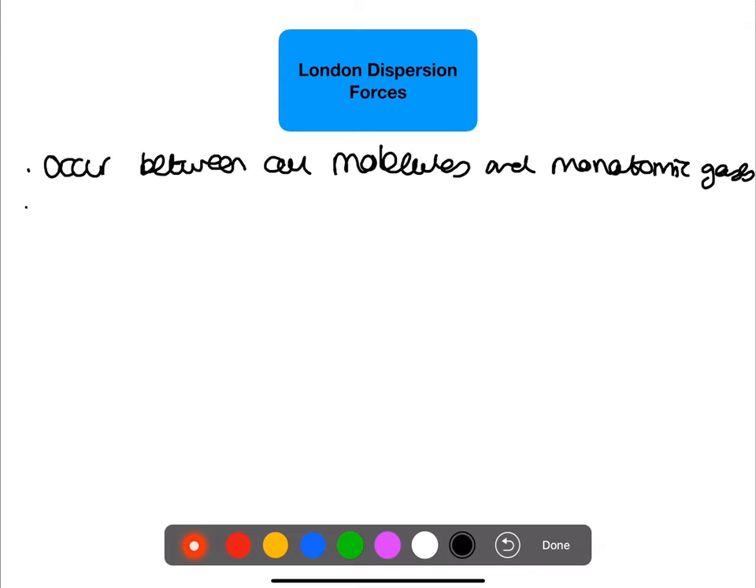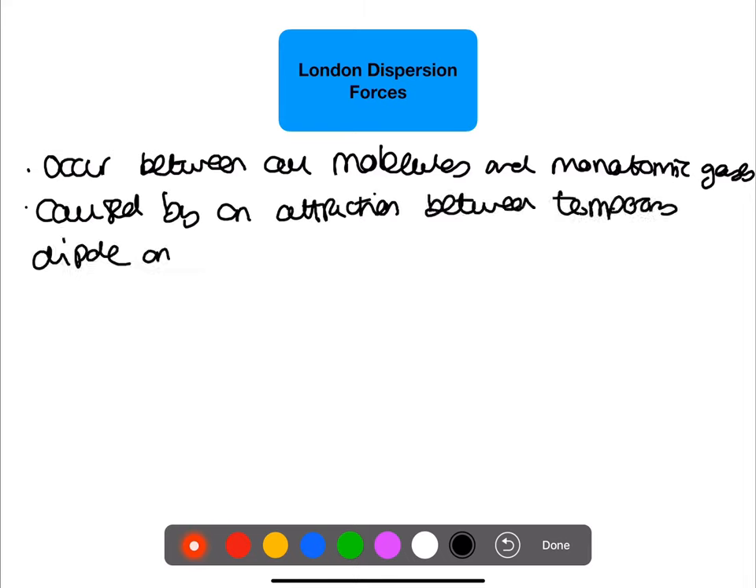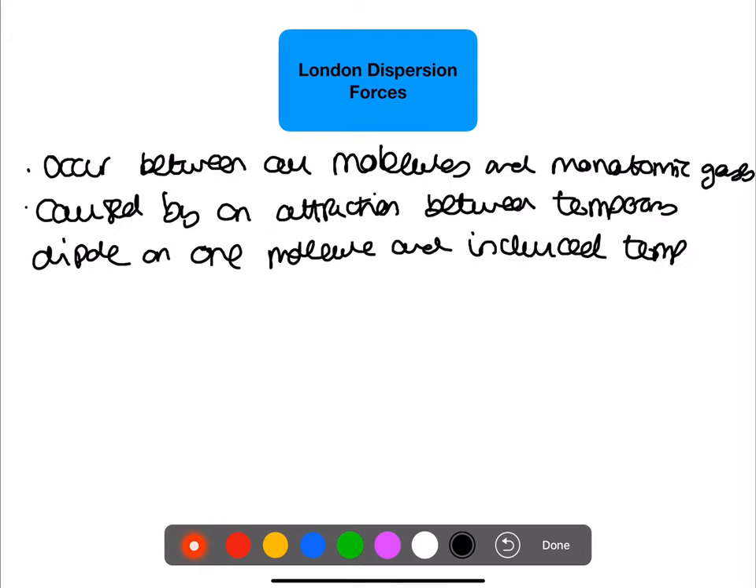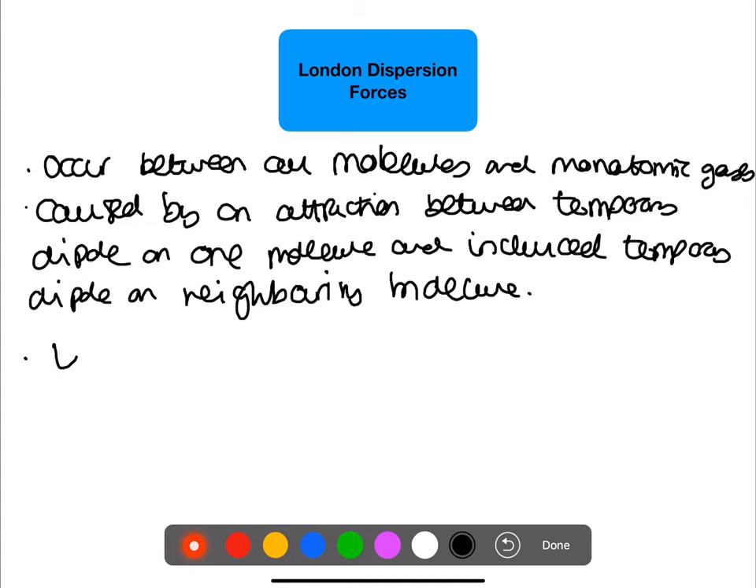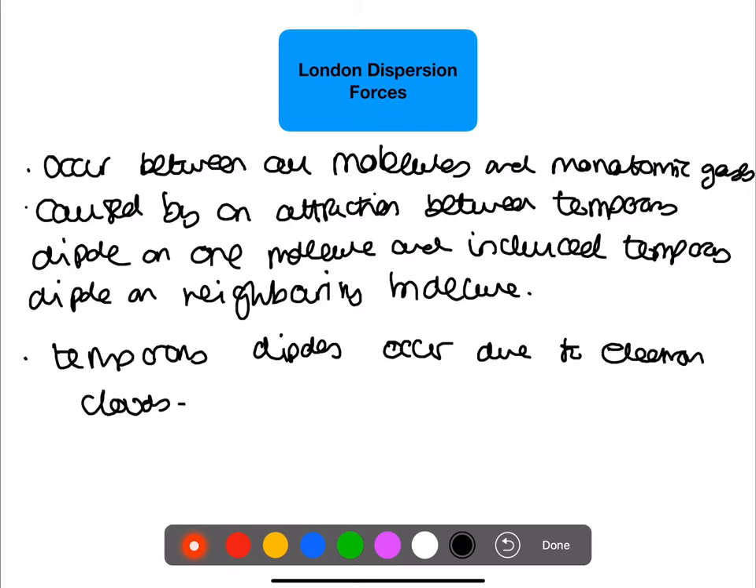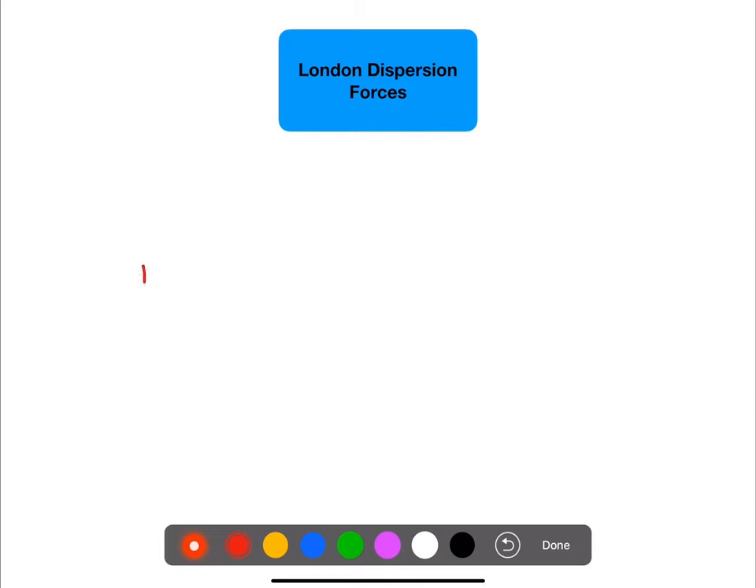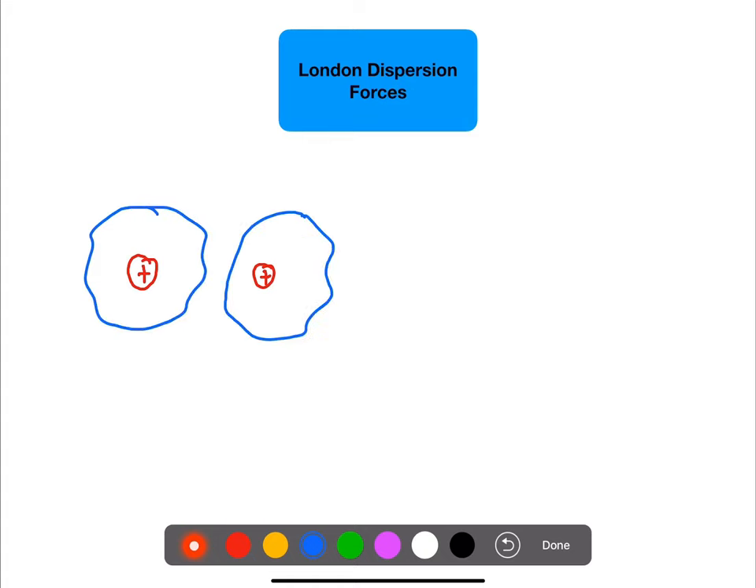They're caused by an attraction between the temporary dipole on one molecule and an induced temporary dipole on a neighbouring molecule. Temporary dipoles occur due to electron clouds, which are constantly moving. We can represent this with a diagram. So here we can represent the nucleus as a positive charge, and then we have a cloud of electrons around the nuclei. This cloud of electrons is constantly moving.